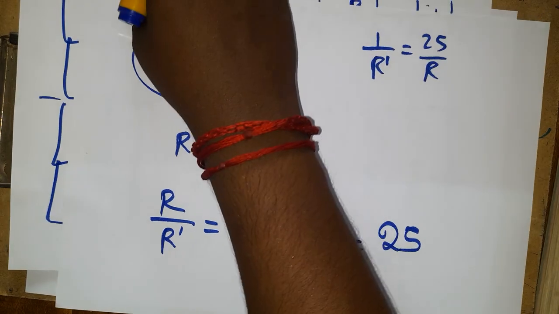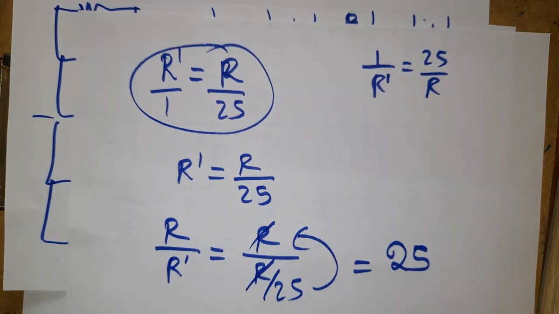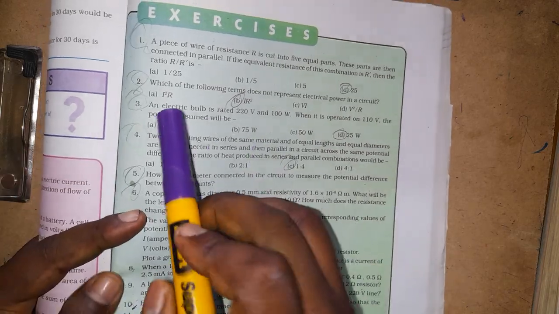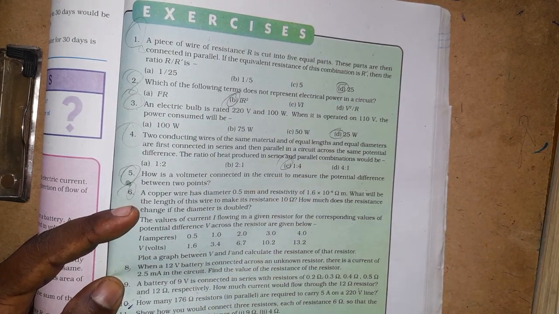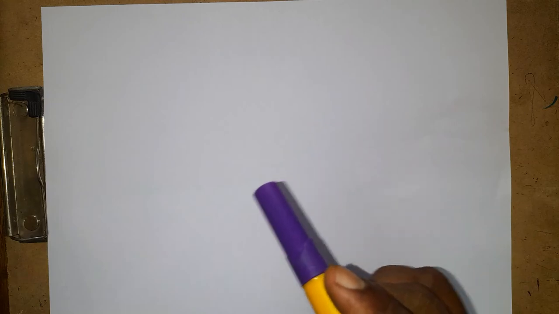Okay, first question done. Now we'll go with the second one. The second question asks which is not the power formula. First of all, we need to know what the power formula is. First we'll calculate energy.